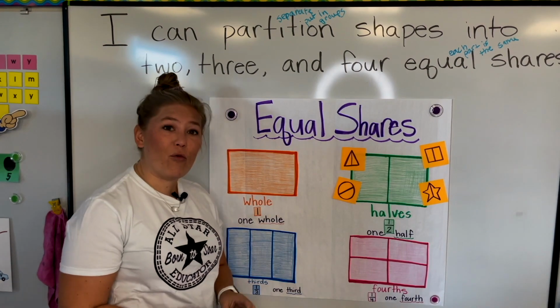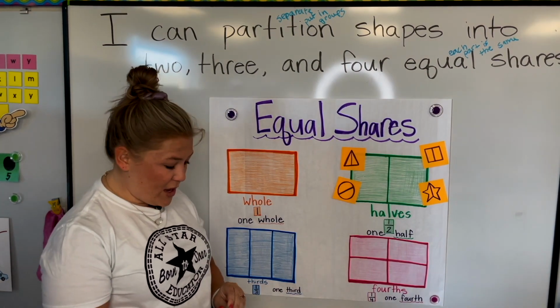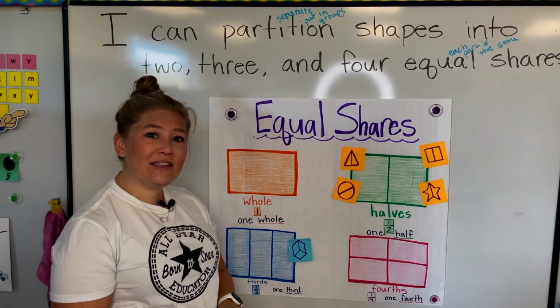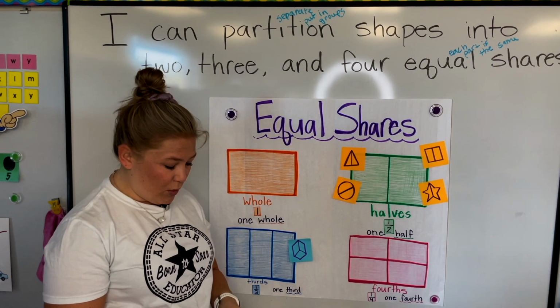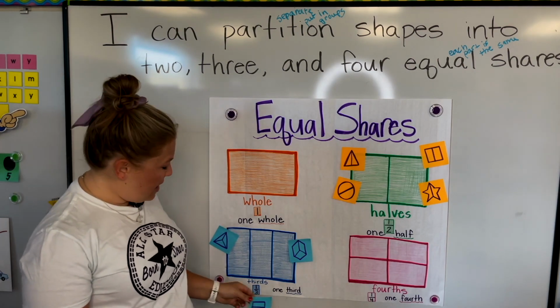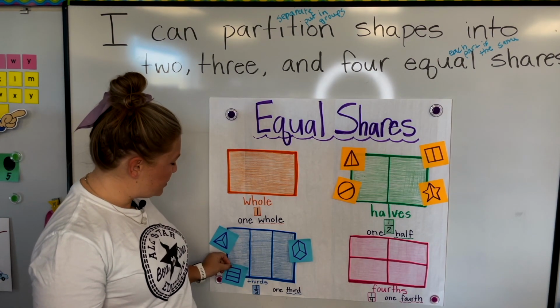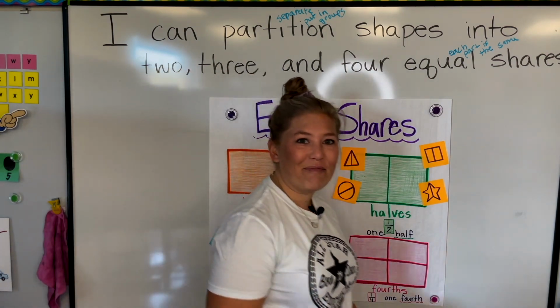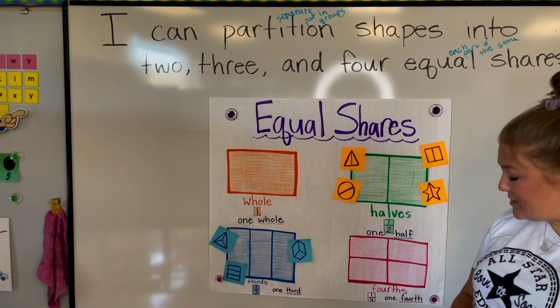So we have 1/3. We can put a rhombus into 3 equal portions, or 3 equal parts. We can partition a triangle into 3 equal parts, and we can do the same thing with a square. And there are definitely some other shapes as well. All right, and then for fourths, I have my examples.